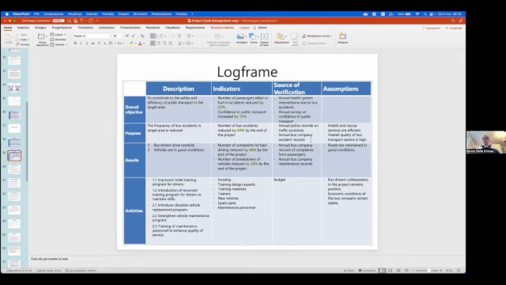This is just an example to show that in the choice of the sources of verification, we have to try to include, as far as possible, objective sources so that we can have credible data to measure, let's say, our indicators. Of course, the higher we get in the logical framework, the more general the indicators will be.